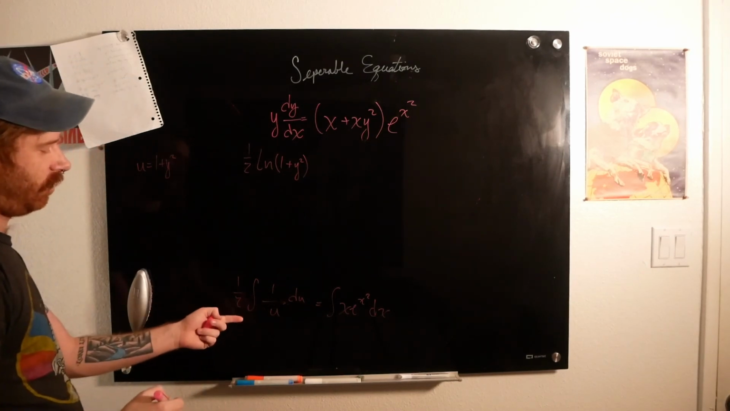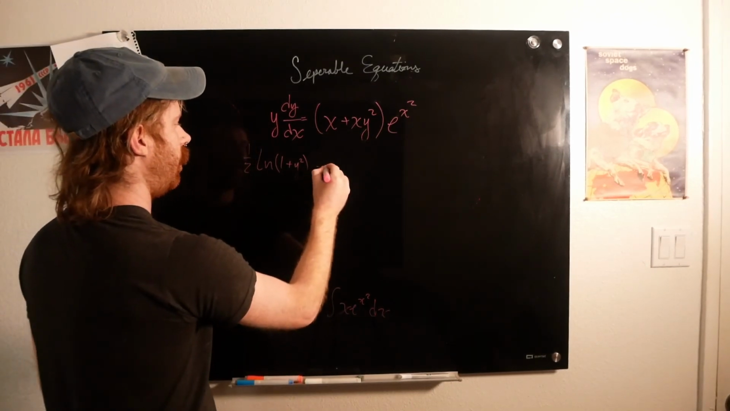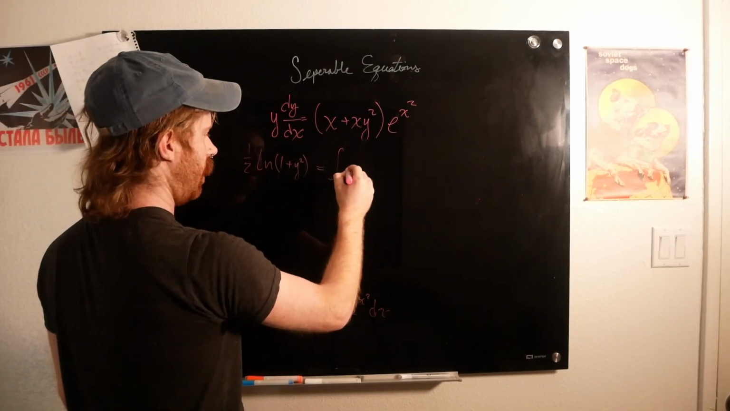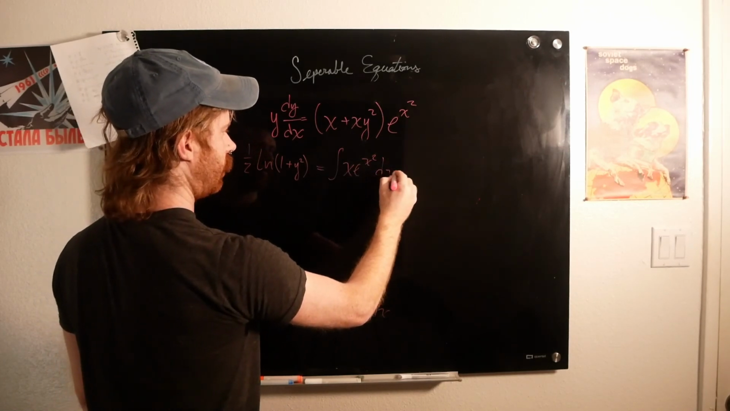And that's the integral of this. We're not worried about the constant on the left side, again, remember. We're only worried about the constant on the right side. So now we have the integral of x e to the x squared dx.